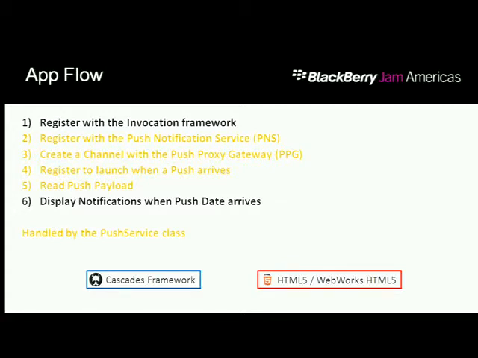As well as register to launch when the push arrives. By default, your application isn't actually going to launch in the background when the push arrives, so we just make one call, and then read the push payload. Everything from 2 to 4 is actually just one line of code. Line number 5 has a few extra lines of code depending on how you want to handle the push data, but it's very simple, and you'll see that coming up. And then, of course, if you want to display notifications when the push arrives, I'll show you how to do that as well.